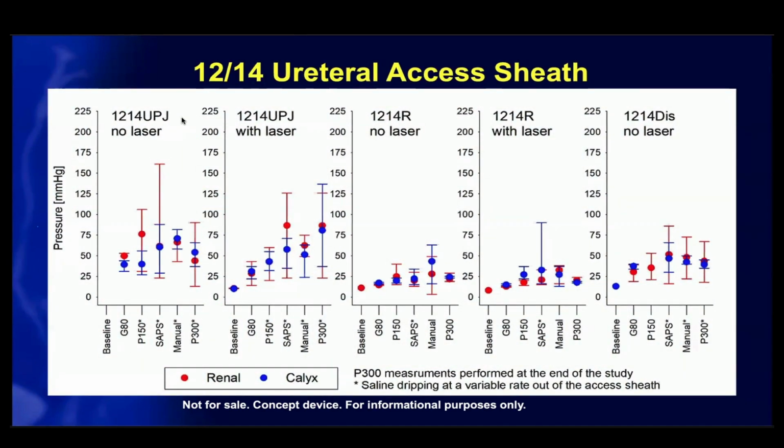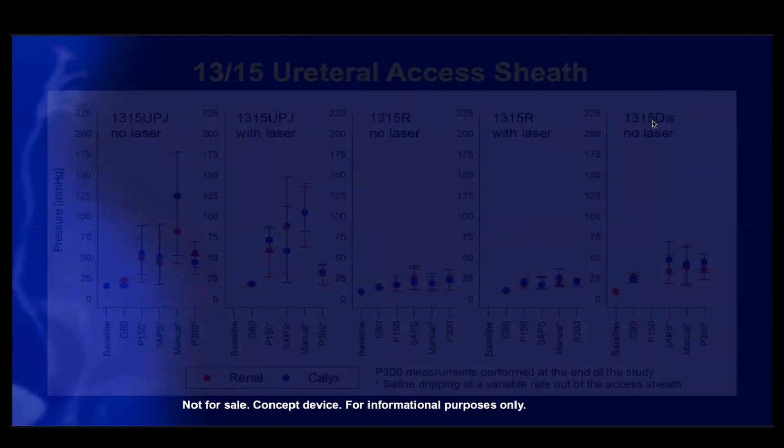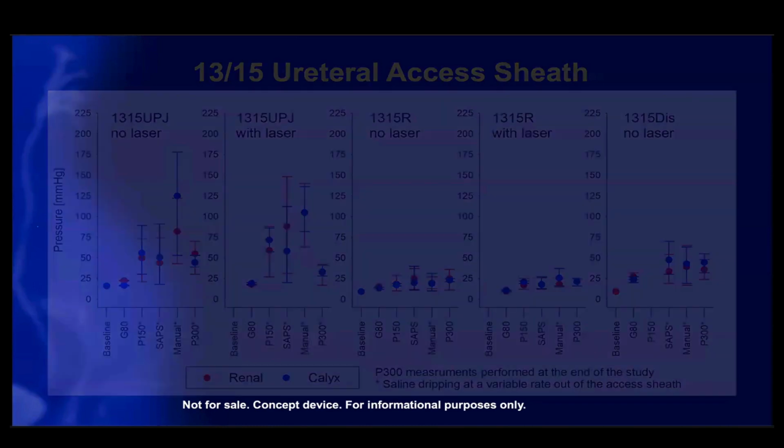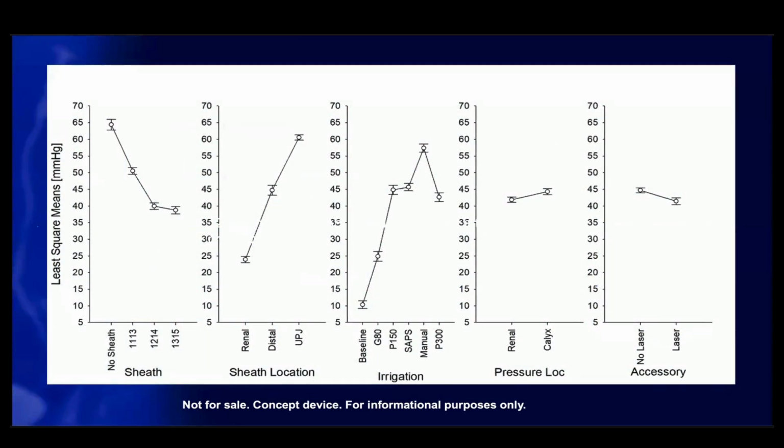We did that with 11-13 and 12-14, both at the UPJ, in the renal pelvis, with and without laser, and then again in the distal ureter. I'll show you what the summary of these results are. You can see that the pressure goes up with certain things, the 13-15 access sheath. And this summarizes everything here.